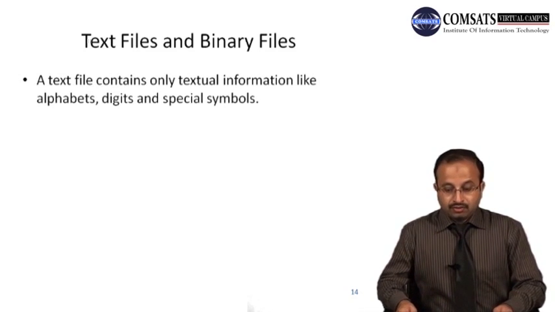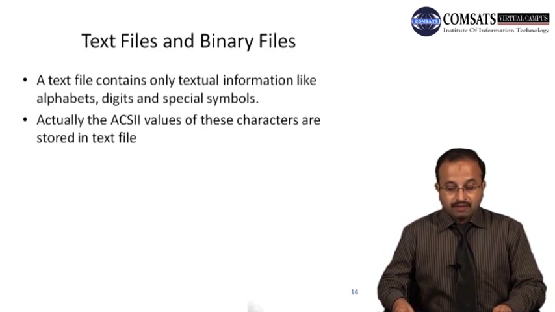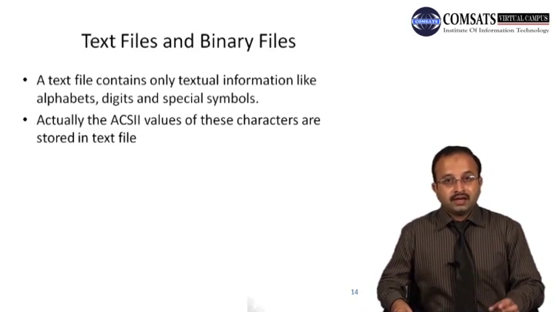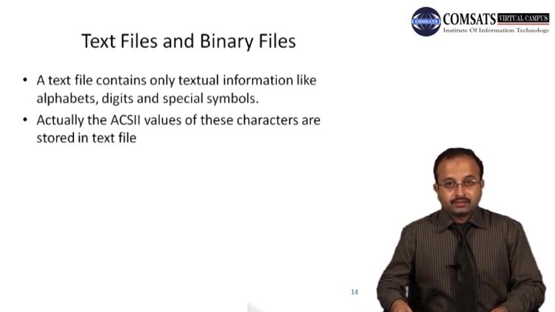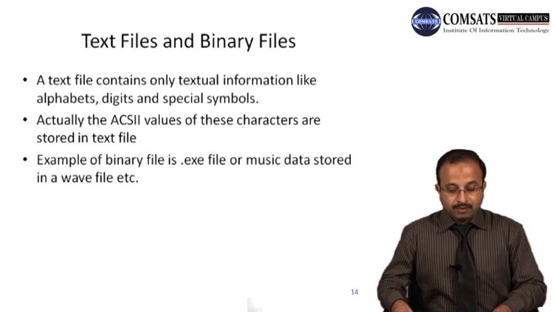A text file contains only textual information like alphabets, digits or special symbols, and actually the ASCII values of these characters are stored in the text file. The ASCII value of these characters is stored in that text file. So each letter or character takes 1 byte. Examples of a binary file are an .exe file or music data stored in a WAV file, etc.